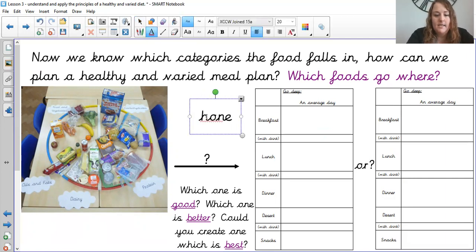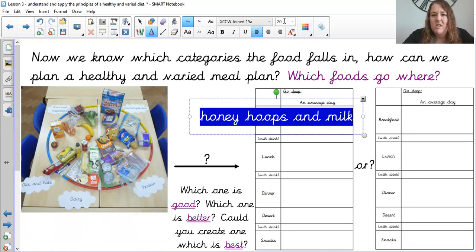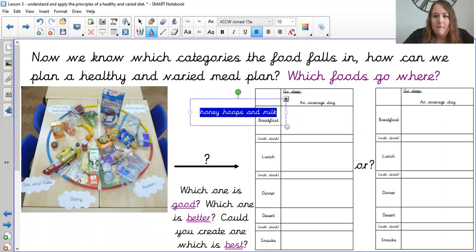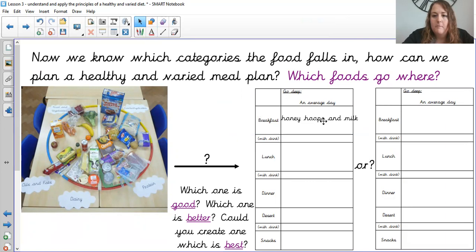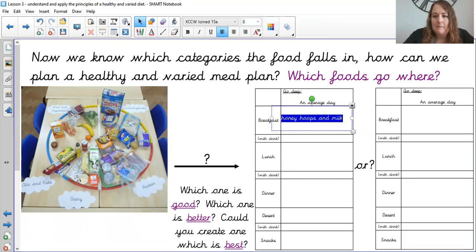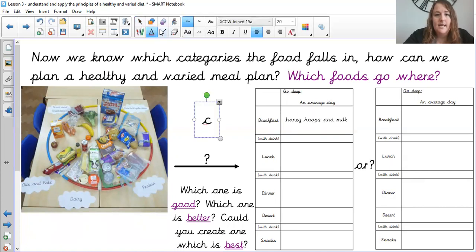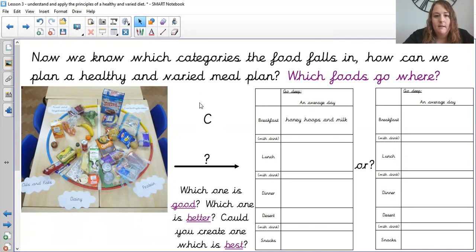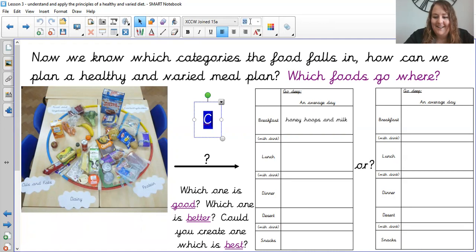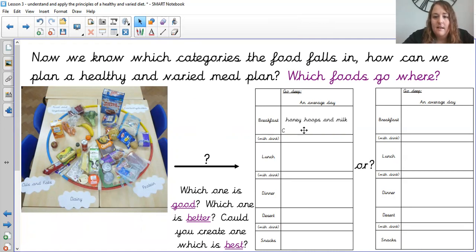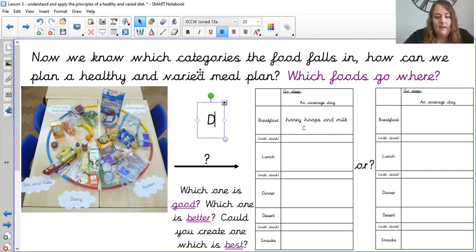So this morning I had honey hoops and milk for my breakfast. I'm just going to make that a little bit smaller so it fits into my box. I put honey hoops, still needs to be a bit smaller, and milk. And then what you can do, if you want to make it easier, is put a C for carbohydrates under my honey hoops, and a D for dairy under my milk. And that way you're showing me where the foods come from that you've realised.